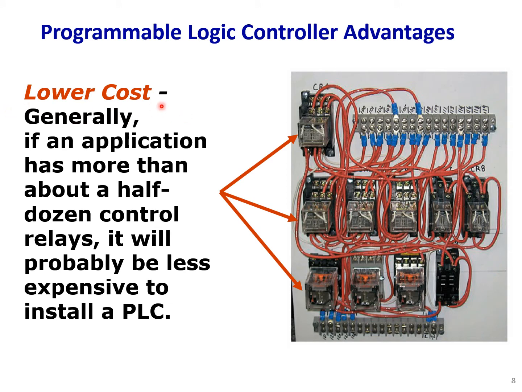Lower cost. Generally, if an application has more than about a half dozen control relays, so half a dozen is 6, it will probably be less expensive to install a PLC. So when there are more than 6 relays, it's cheaper to have a PLC.